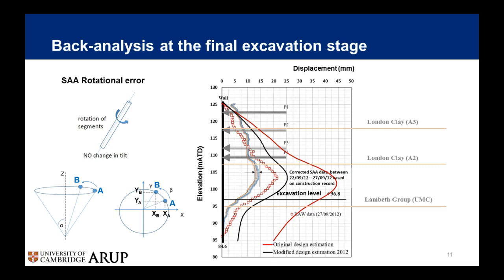But I think the interesting thing was that when I started my research, I reviewed all the monitoring data, and I found out that in the SAA raw data, there is a kind of rotational error. This means, for example, if an SAA segment is rotated from point A to B, it doesn't really change the tilting angle measured by the SAA, but it will significantly change the distribution on the x-axis and the y-axis.